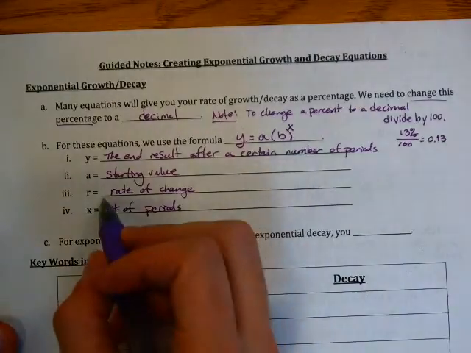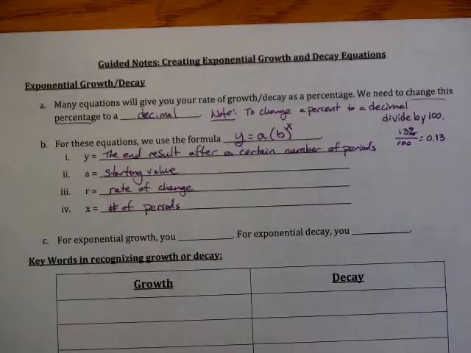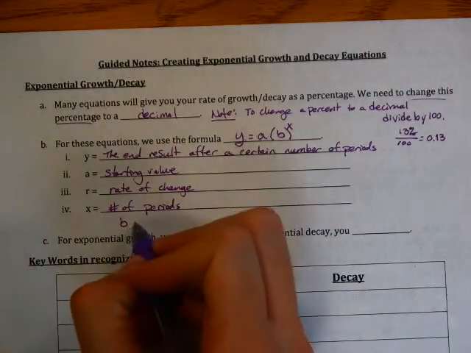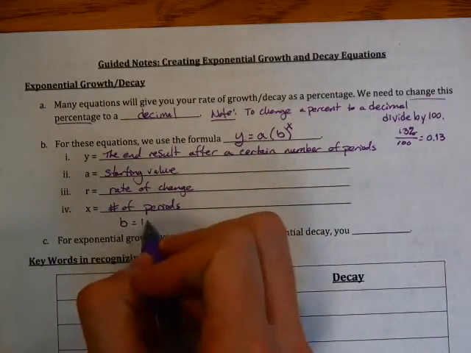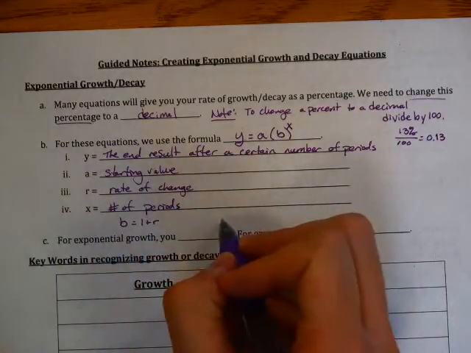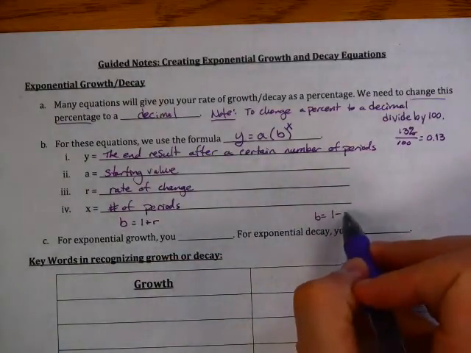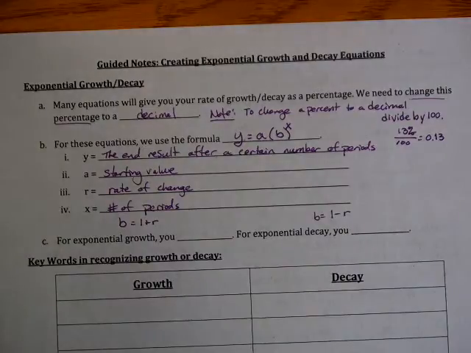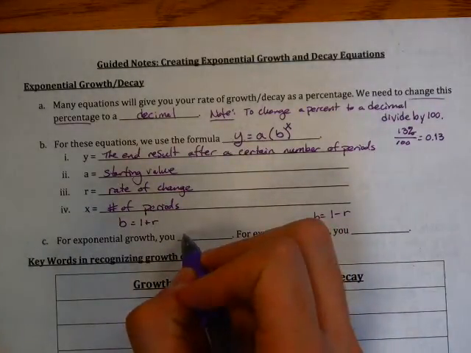Now let's get back to this b business. b is not the rate. There is some explanation behind why this is, but for time's sake and for all intents and purposes, b describes either 1 plus the rate, or 1 minus the rate. So for exponential growth, it would be 1 plus the rate.